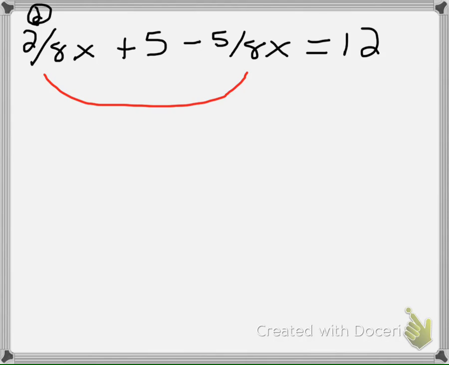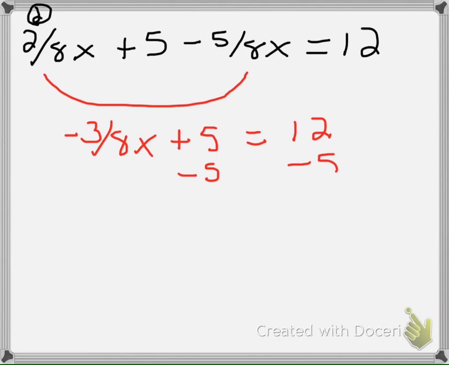I'm going to combine my like terms. Negative 5/8 x plus a positive 2/8 x is going to give me negative 3/8 x. Haven't done anything with the 5, so I have to bring it down. Okay, which thing do I get rid of first? This or this? Did you say the 5? Always addition and subtraction has to be undone first. 12, take away 5. This cancels.